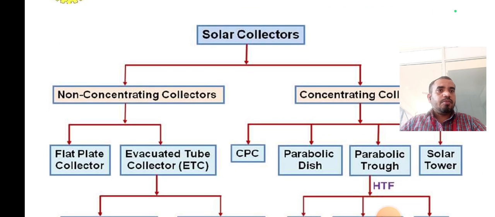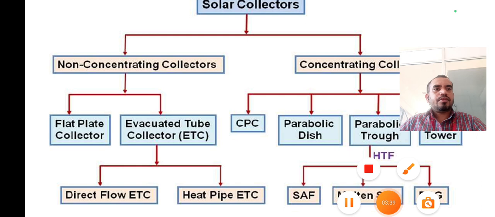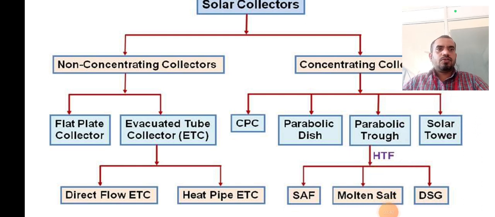In that, the parabolic trough collector is again classified into three types: SAF, molten salt, and DST. So these are the different types of collectors which are available and used right now.